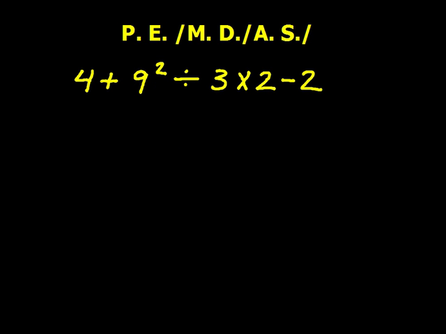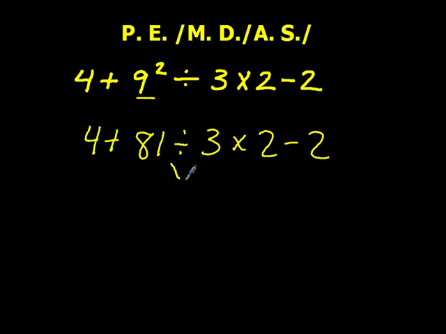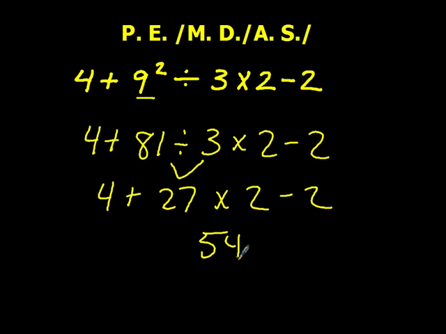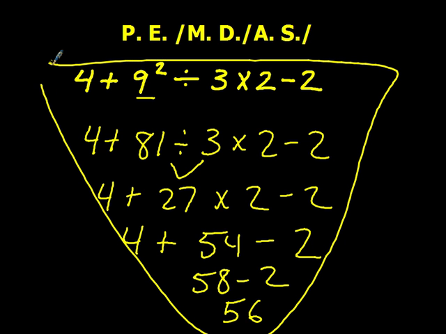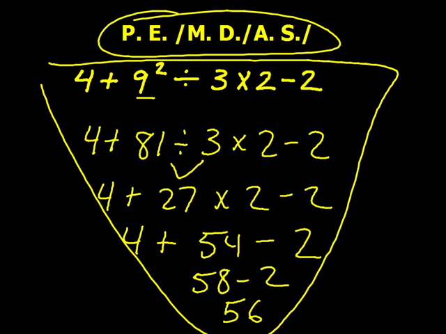Moving right along, we have our first example of an exponent. So we have 81 divided by 3 times 2 minus 2, and I need to bring down my 4 and my plus sign here. We have 27 times 2 minus 2, 4 plus here, and then here I have 54, and then I have 58, and then I have 56. So it's really easy to do. All you have to do is continue to follow this order of operations.